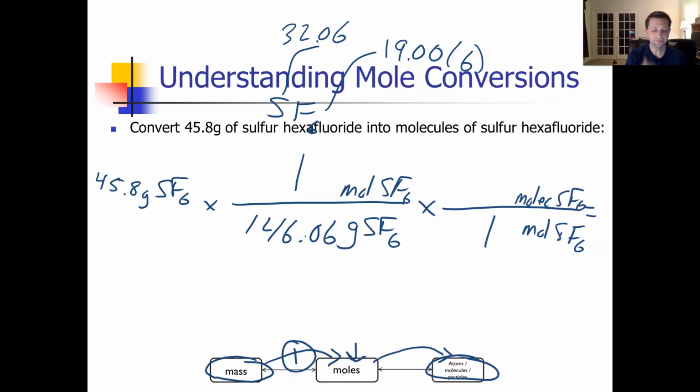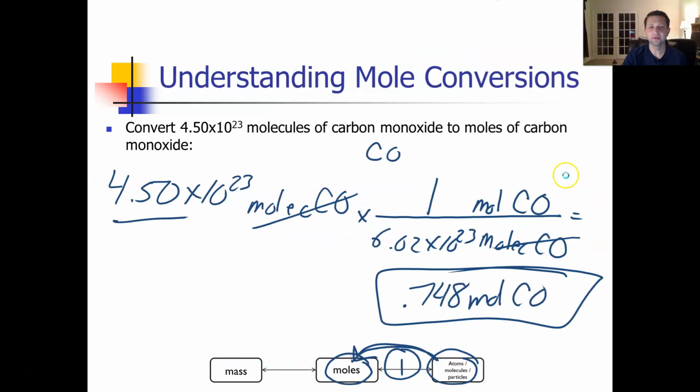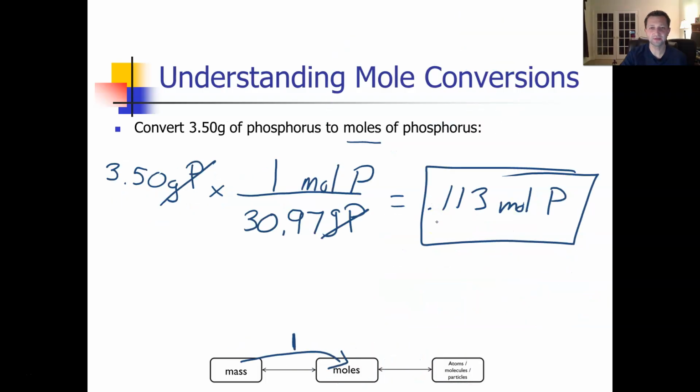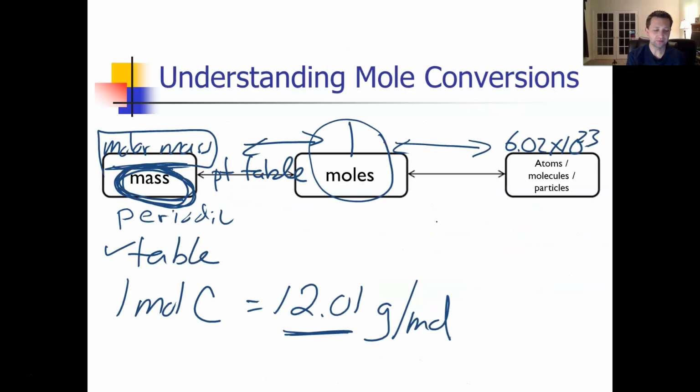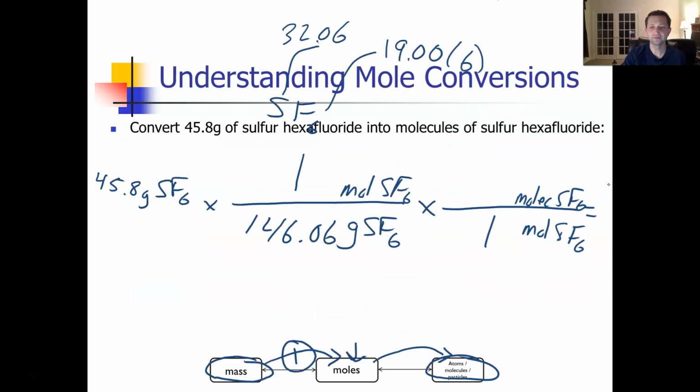Last step, I have molecules on top. You know, the one before it, I had molecules on the bottom here. No big deal. Anytime you have molecules, it's 6.02 times 10 to the 23rd that goes next to it. Because that's what my equivalence is. 1 mole of something is 6.02 times 10 to the 23rd of that something. So let's go ahead and finish it off.